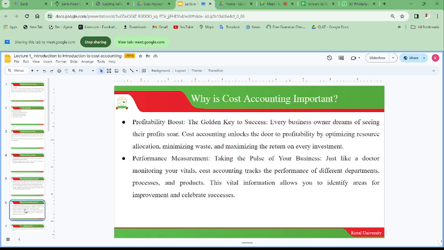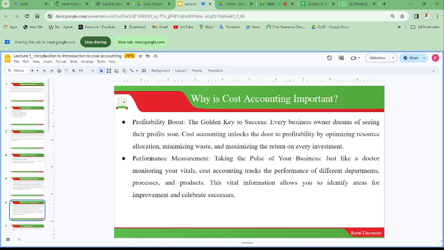And another reason why cost accounting is important: a profitability boost. The golden key to success, every business owner dreams of seeing their profits increase and grow. So cost accounting unlocks the doors to profitability by optimizing resource allocation, minimizing waste, and maximizing the return on every investment.